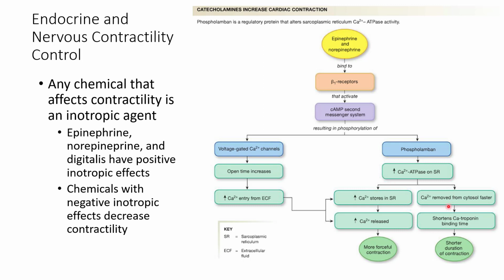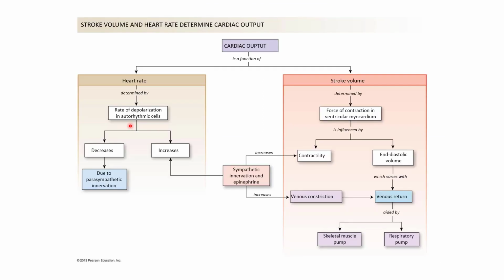Removing calcium faster shortens the amount of time that calcium and troponin bind together. With a shorter duration of contraction, we can generate a big contraction but then relax really quickly, which is important if we want to have another contraction a little bit faster afterwards. So we have these inotropic agents that can increase contractility and make the heart muscle have a stronger contraction.